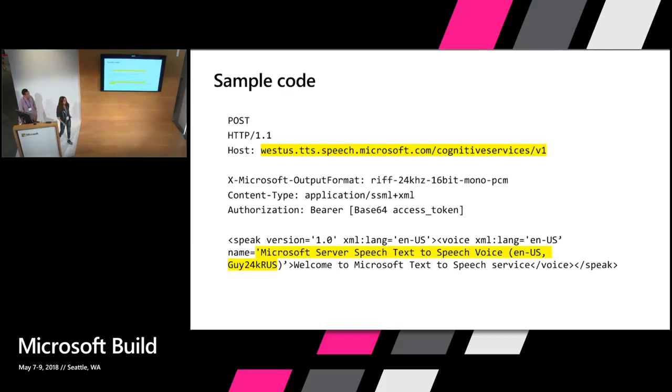To use this voice in your application is really easy. You just need to specify the endpoint and the voice name. As you can see in this sample code, you just use a few lines of code, and you can easily make this Guy voice talk to you.